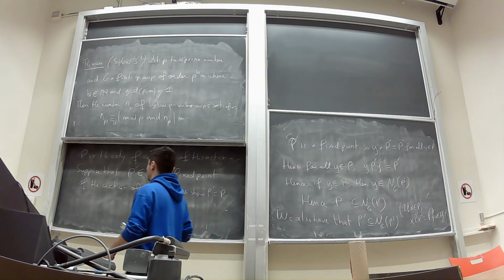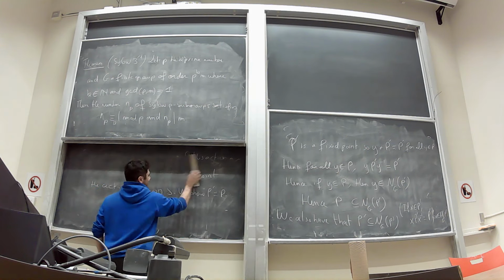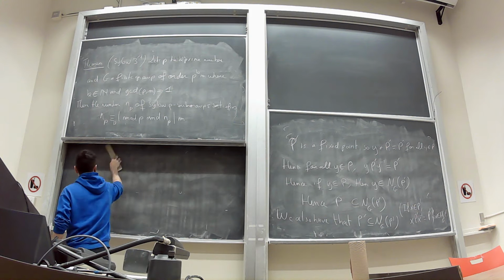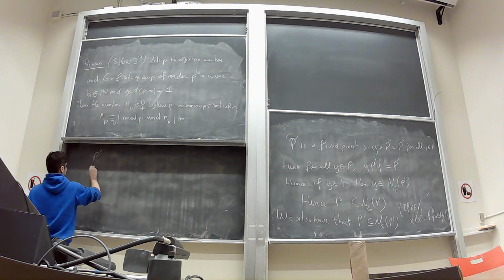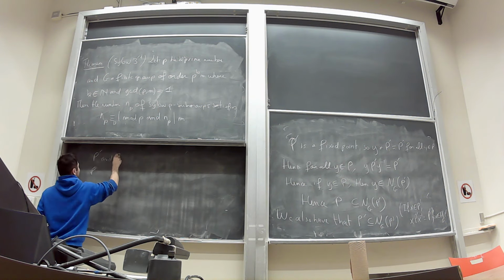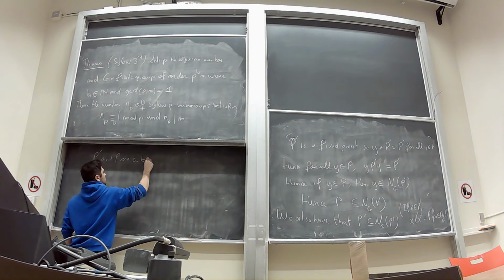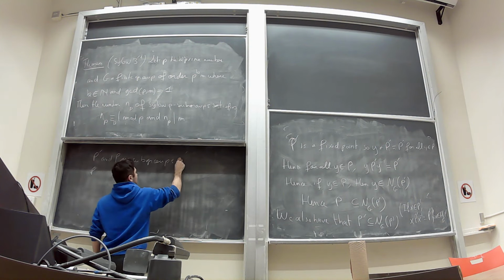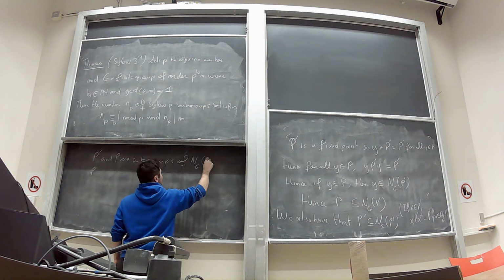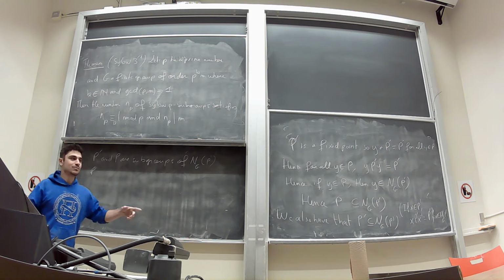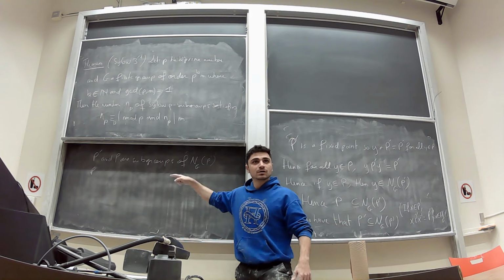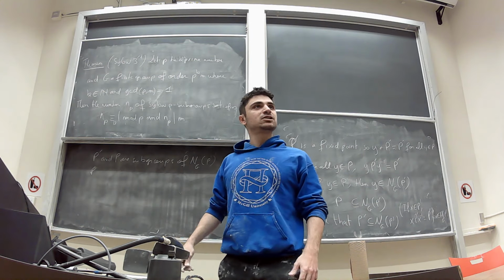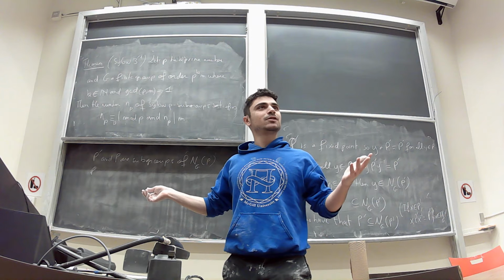Now, this is a nice one. P prime and P are subgroups of N_G(P prime). Right? P prime is contained in N_G(P prime), P is contained in N_G(P prime). So P and P prime are subgroups of N_G(P prime). Is that good so far?